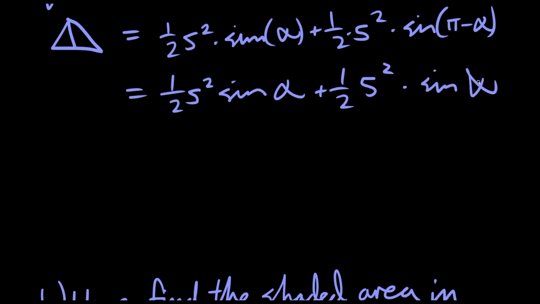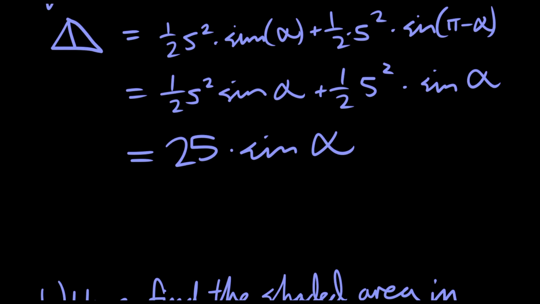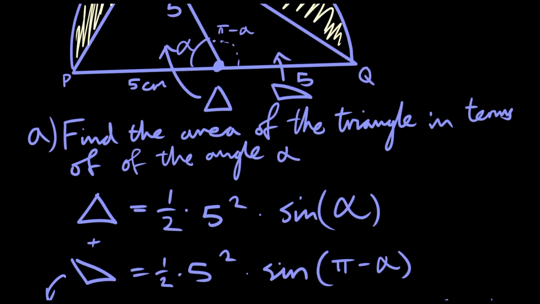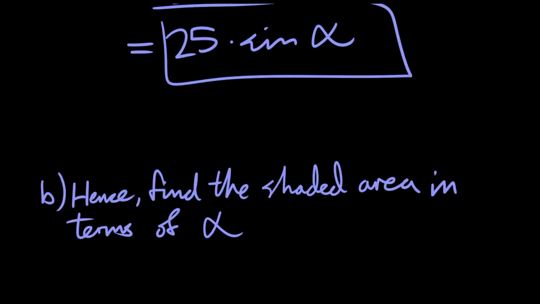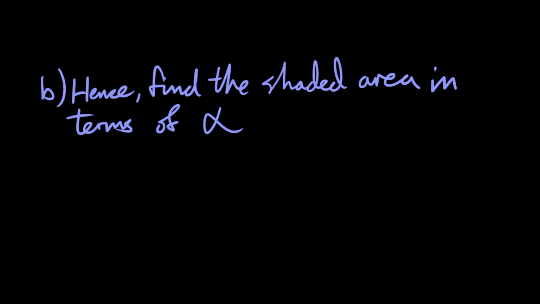Sine of alpha. Worst alpha I've ever written. But yeah. So we have two of the same term. And we have 1/2 of this one and 1/2 of this one. That just makes one of that thing. So we'll get 5 squared, which is 25, times sine alpha. And that is going to be the area of this larger inscribed triangle. So now we're going to have to start using this area. Hence, find the shaded area in terms of alpha.